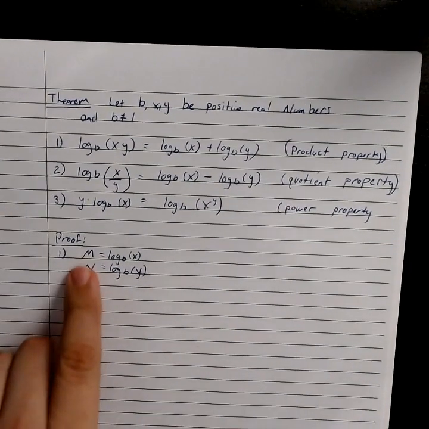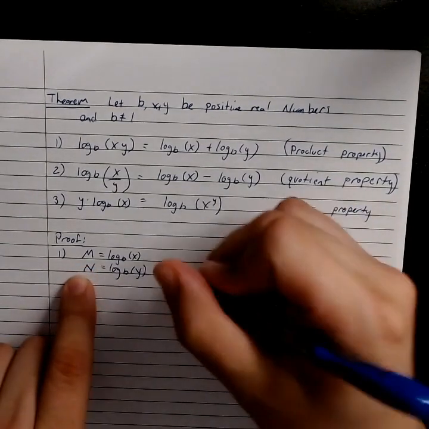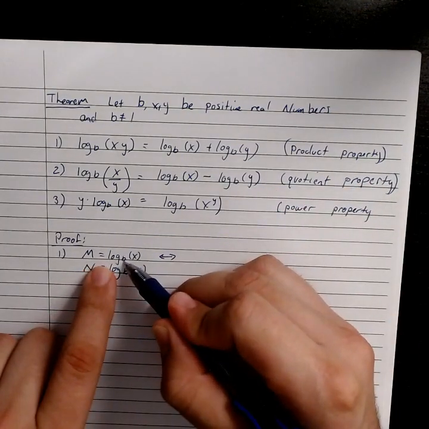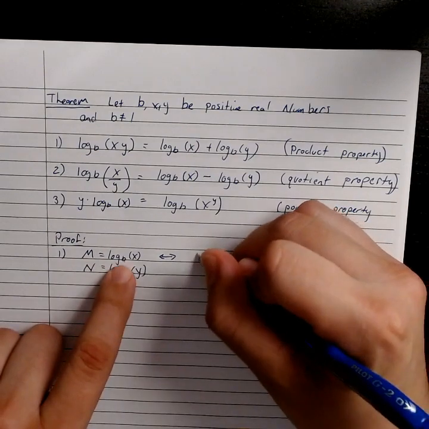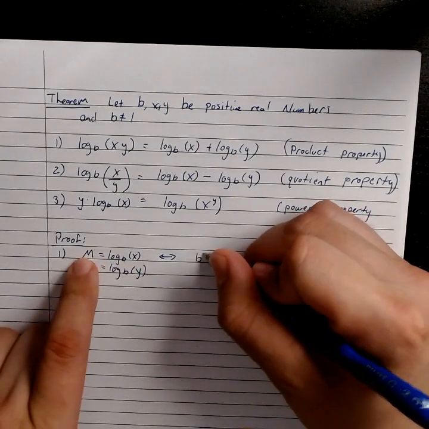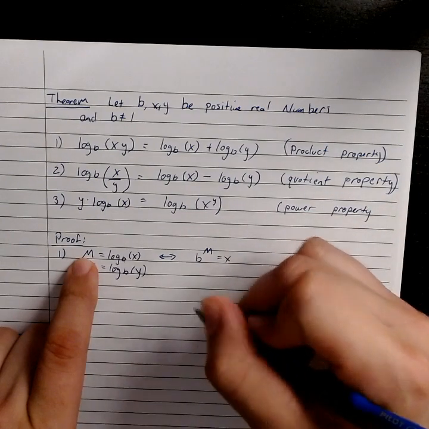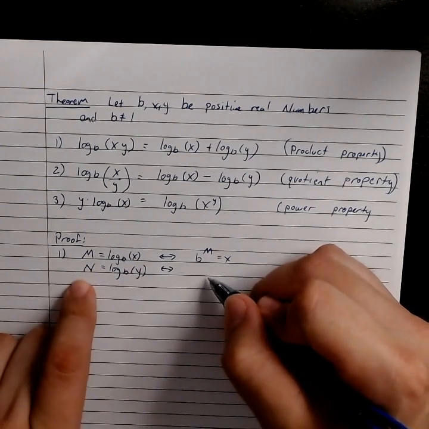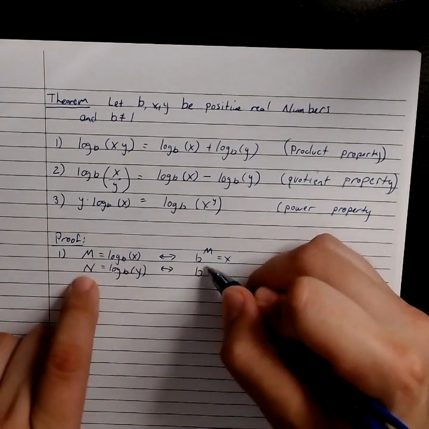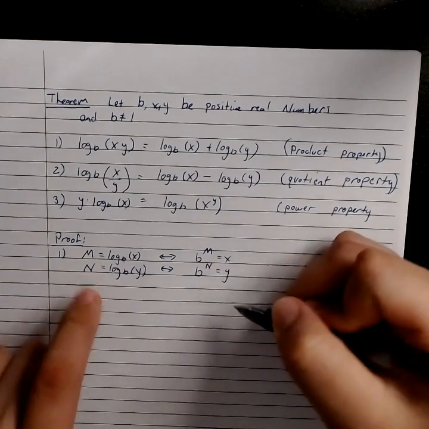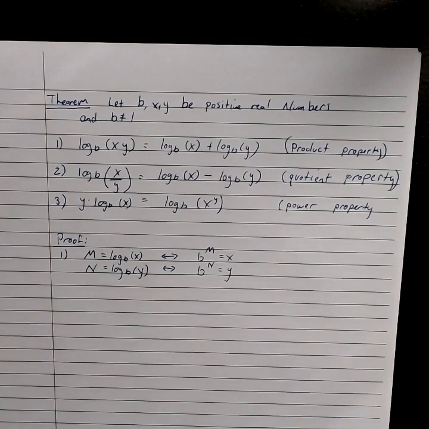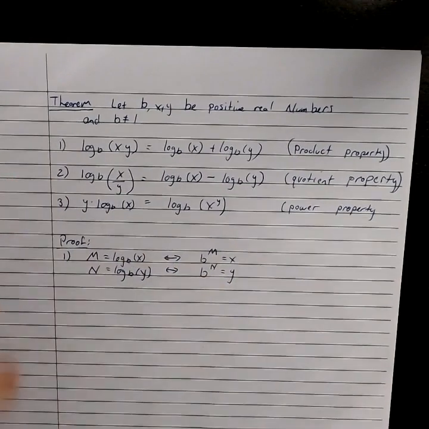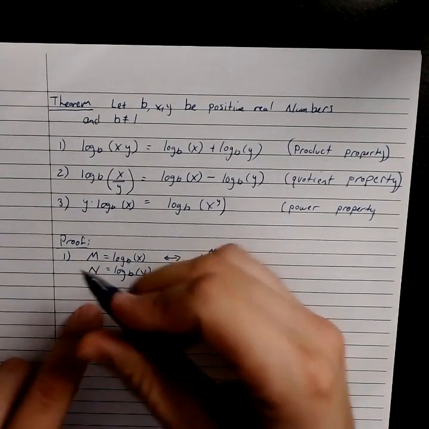Now, because of the way logarithms are defined, if log base b of x is equal to m, that means if I take b and raise it to the power m, that'll give me x. That's the definition of a logarithm. And same thing over here. Log base b of y is equal to n. That means if I take the base b and raise it to the n, I get y. So now what I want to do is multiply these two things together.